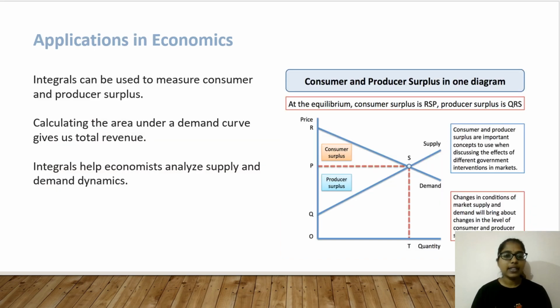Applications in economics. This is one more application in economics. Integrals can be used to measure the consumers' and producers' surplus. Calculating the area under a demand curve gives us total revenue. Integrals help economists analyze the supply and demand dynamics.